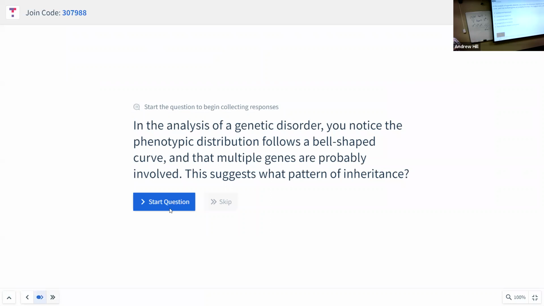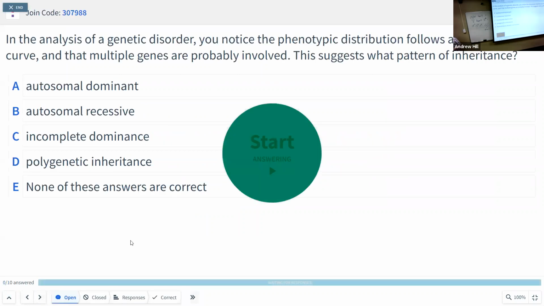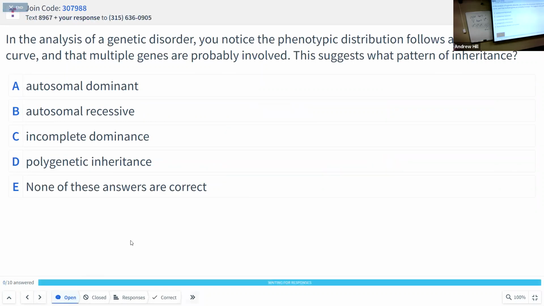Okay, so let's start this next one. In the analysis of a genetic disorder, you notice the phenotypic distribution follows a bell-shaped curve, and that multiple genes are probably involved. This suggests what pattern of inheritance?